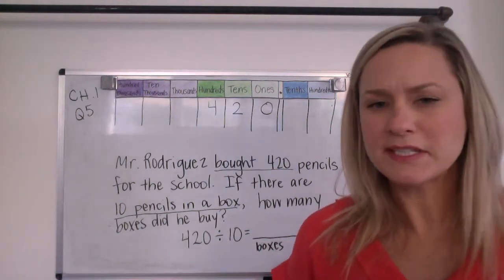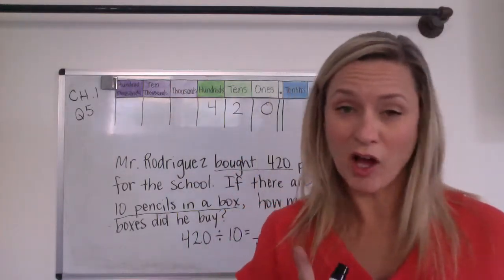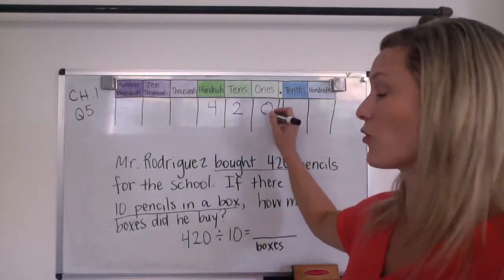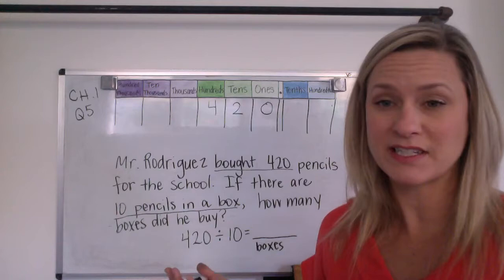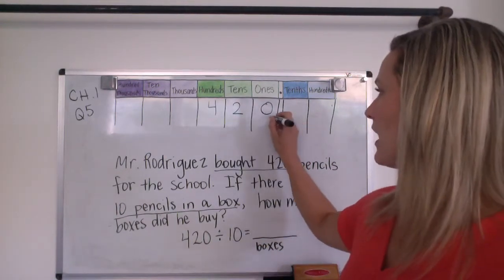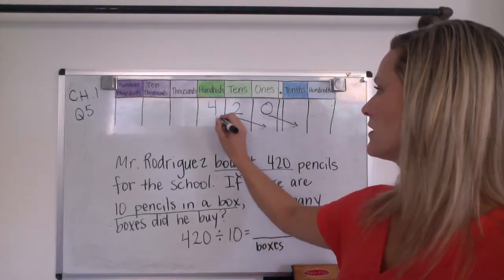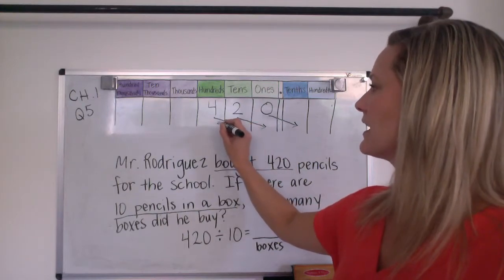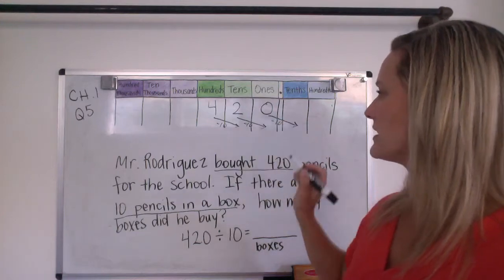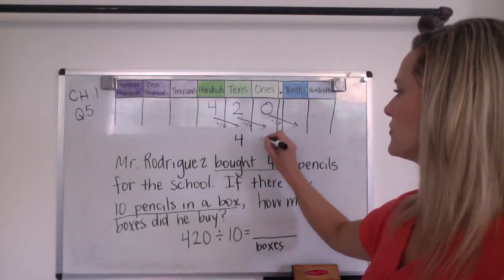Okay, so that's how I set up my problem. Now, if you have been using this place value chart, you may know that when you shift the digits one place to the right, it's actually the same as dividing by 10. So because I'm trying to solve 420 divided by 10, I'm going to shift each of my digits one place to the right because it's worth 10 times less, or the same as divide by 10 when I do that. Now, I'm going to write my 4 here and my 2 here.